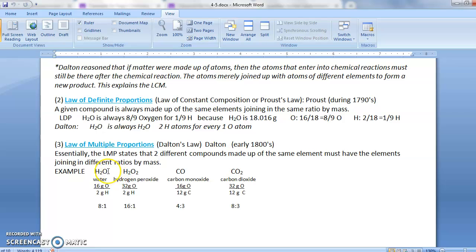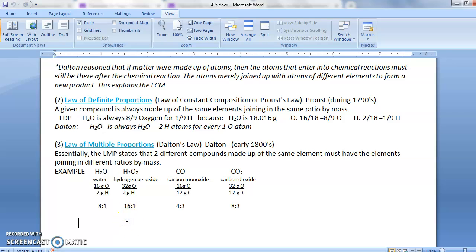So water, we already learned, was 16 grams of oxygen, 18 grams total. It's 8/9 oxygen. But what's the ratio of oxygen to hydrogen here? Well, it's 16 grams of oxygen per 2 grams of hydrogen. So it's 8 oxygen to 1 hydrogen. Here's another compound made up of hydrogen and oxygen. This is called hydrogen peroxide. Hydrogen peroxide has 2 oxygens in it at 16 each for a total of 32. It has 2 hydrogens at 1 gram each for a total of 2. 32 to 2 is 16 to 1.